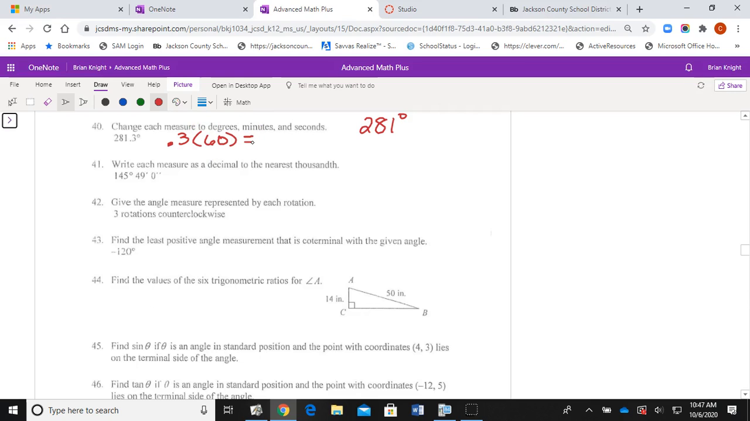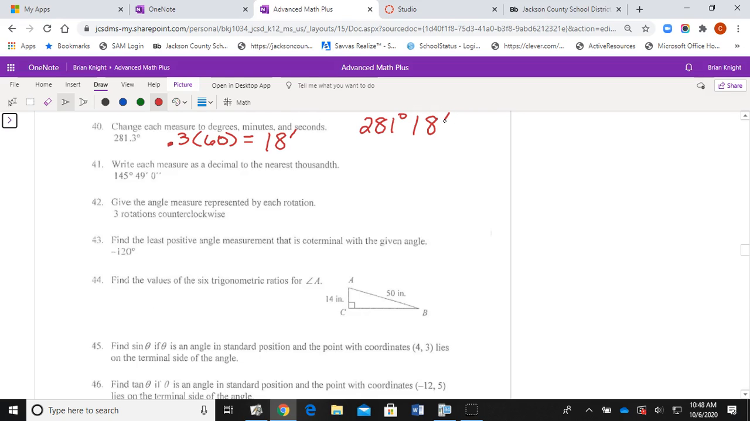What does that give you? 18, exactly. No decimal? No cap? That's a joke. You're supposed to, yeah, there you go. Thank you. Okay. So, since I don't have any decimal, do I have any seconds? Nope. It's just 281 degrees, 18 minutes.